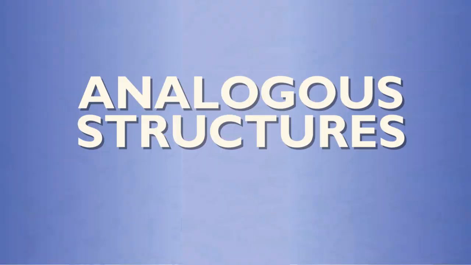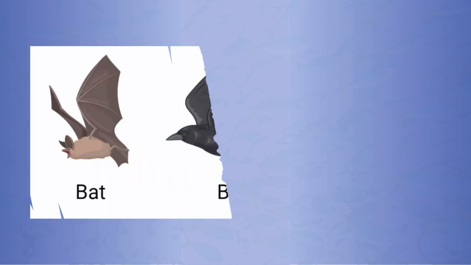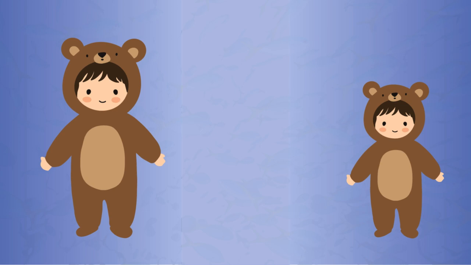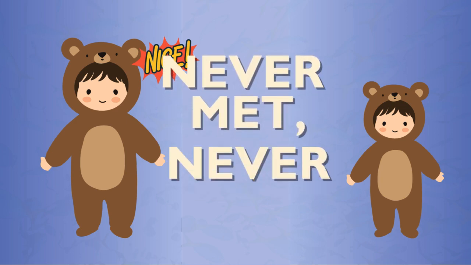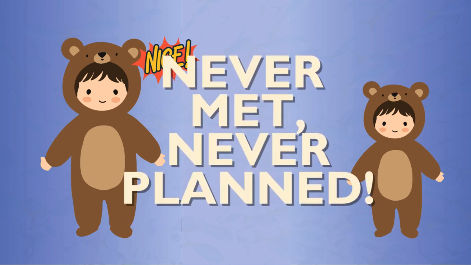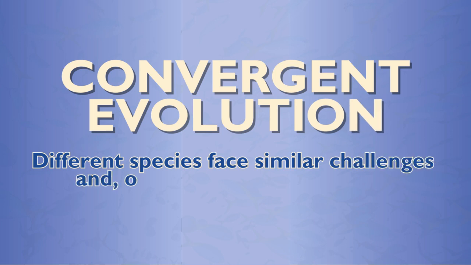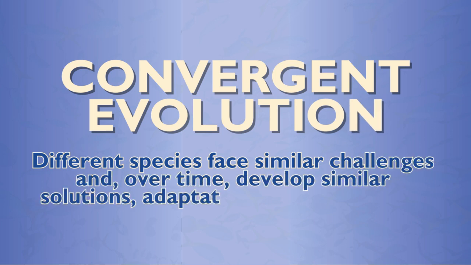Now let's talk about analogous structures. These are body parts that look and function similarly, but evolve independently. Now imagine two people showing up to a party in the same outfit, but they never met and they didn't plan it. That's what happens in convergent evolution. Different species face similar challenges, and over time, these species develop similar solutions, adaptations, and evolutions per se.